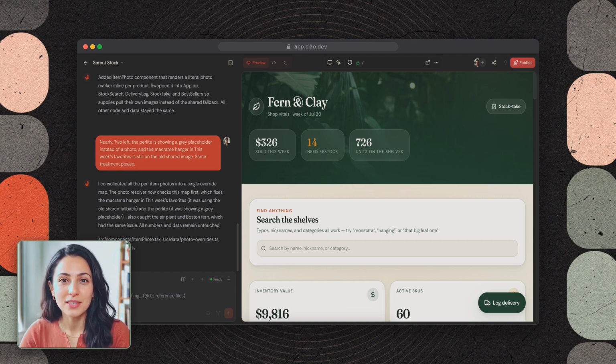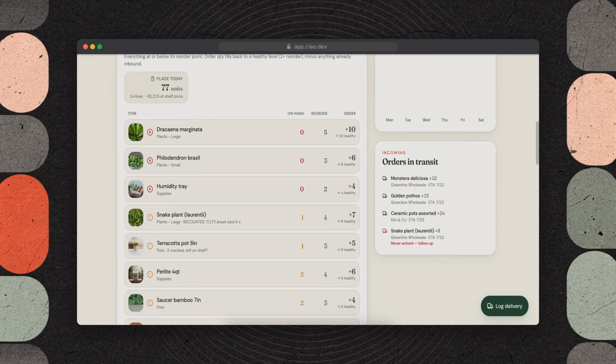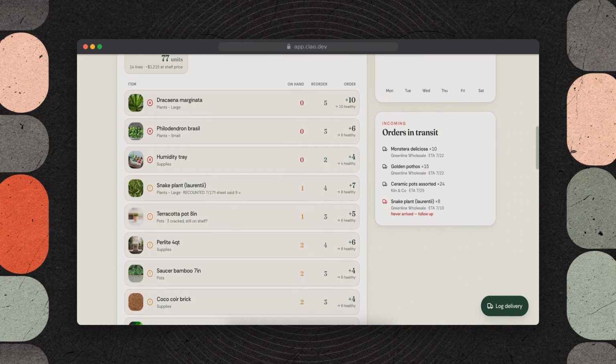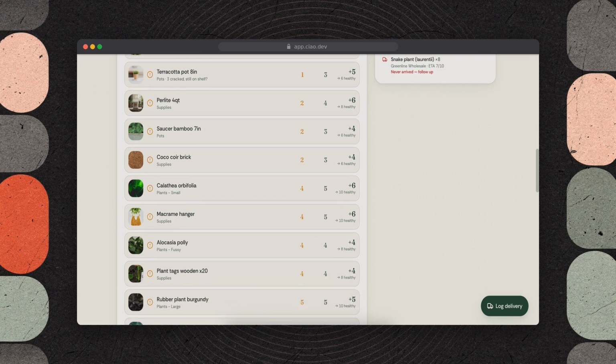And now, the thing reading the ticket can look at the picture, which is what any person would have done in the first place. And it's back. It's built something called an item photo, and every product now carries its own picture instead of falling through to one shared supplies photo, which is roughly what I suspected and could not be bothered to confirm.